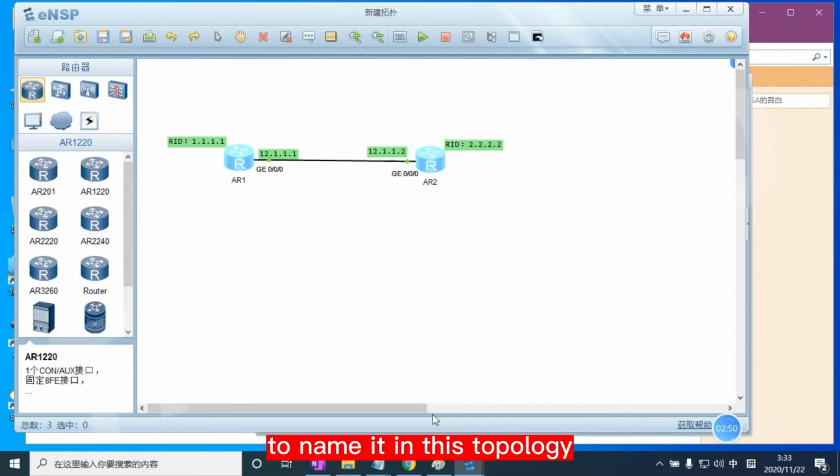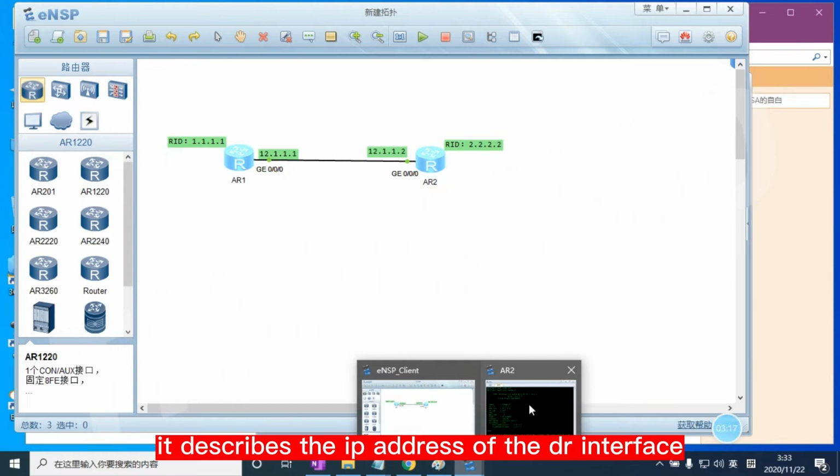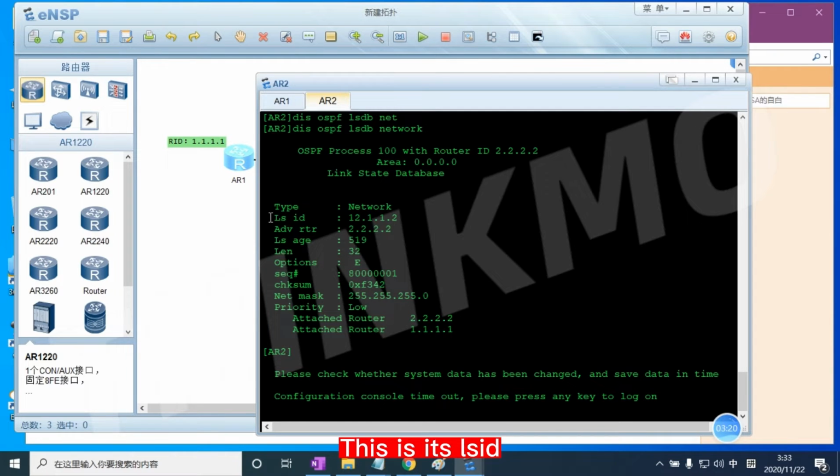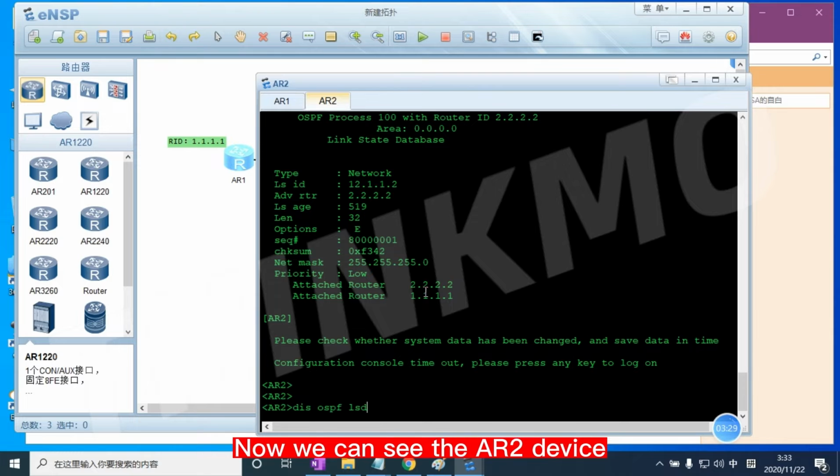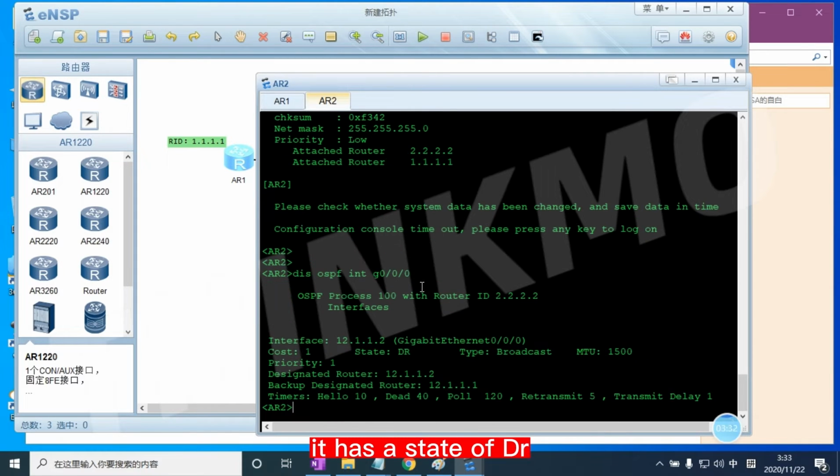In this topology, AR1 and AR2 have IP addresses configured. One is 12.1.1.1, which is the G0/0/0 port of AR1. The AR2 G0/0/0 port is 12.1.1.2. The LSID describes the IP address of the DR interface, so that means AR2 is the DR. We can actually check it. Now we can see the AR2 device has a state of DR.